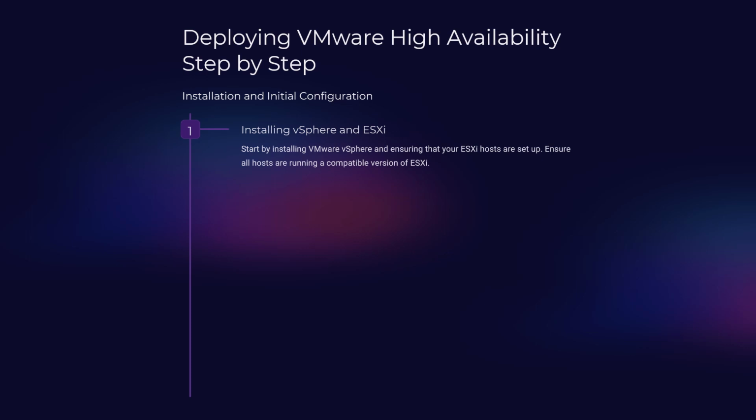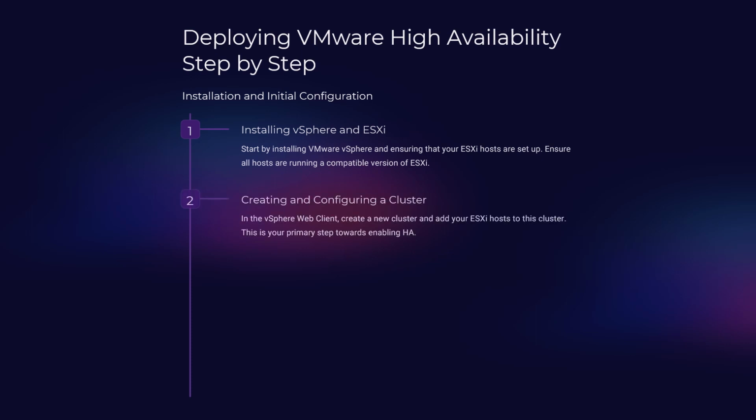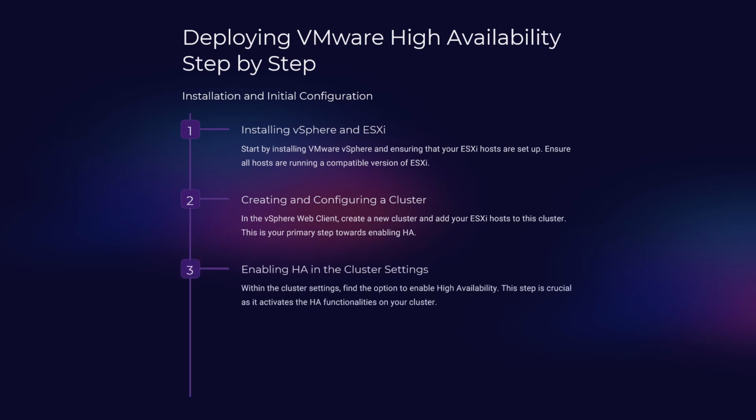Installing vSphere and ESXi. Start by installing VMware vSphere and ensuring that your ESXi hosts are set up. Ensure all hosts are running a compatible version of ESXi. Creating and configuring a cluster. In the vSphere web client, create a new cluster and add your ESXi hosts to this cluster. This is your primary step towards enabling HA. Enabling HA in the cluster settings. Within the cluster settings, find the option to enable high availability. This step is crucial as it activates the HA functionalities on your cluster.